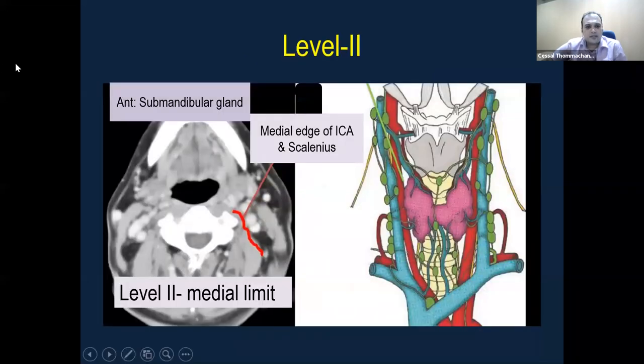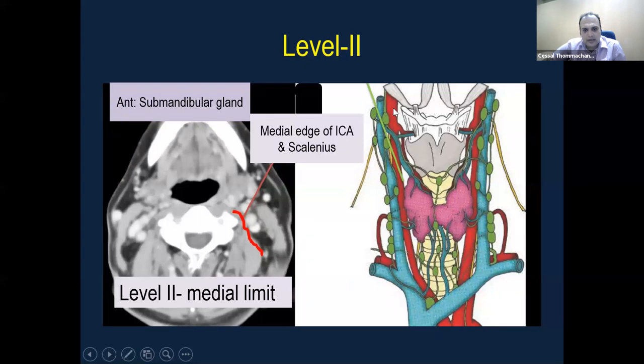And when we discuss the other limits, the anterior limit and posterior limit, you have discussed the superior and the inferior limit. The anterior limit is the submandibular gland. The posterior extent of the submandibular gland is the anterior limit of the level 2 lymph node. And the medial limit is the hyoid bone. This is the internal carotid artery. This is the internal jugular vein. This is the area we are discussing.